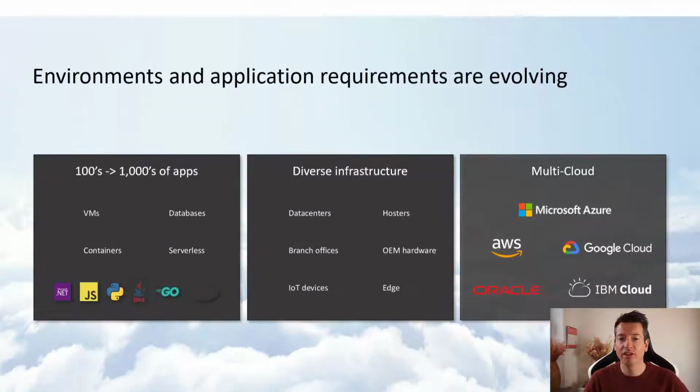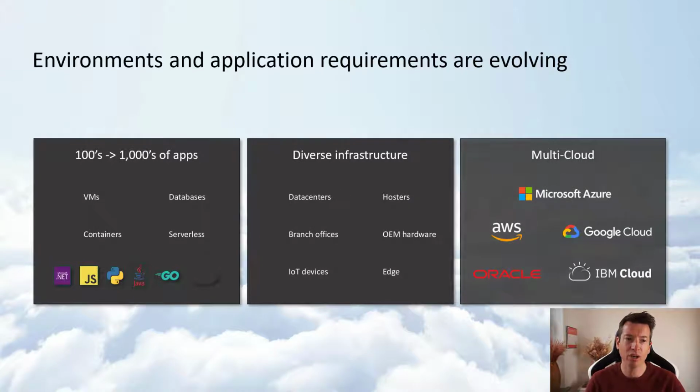So we have different kinds of applications today. We have VMs, we have different kinds of databases, we have containerized applications. We go with serverless. If we have serverless applications that we host in the cloud or even on premises nowadays, that's also possible. How are we going to maintain that? So different data centers, different hosters, different OEM hardware, very complex environments. And those environments keep evolving, right? We are still looking into containerized applications.